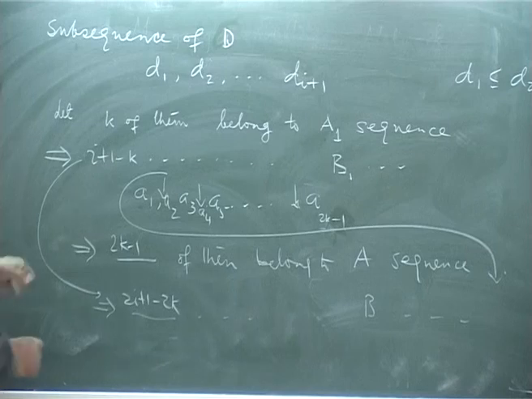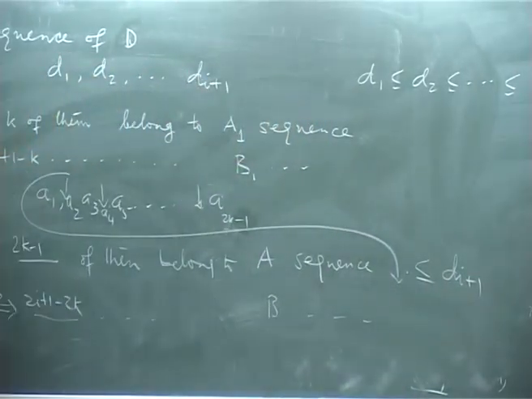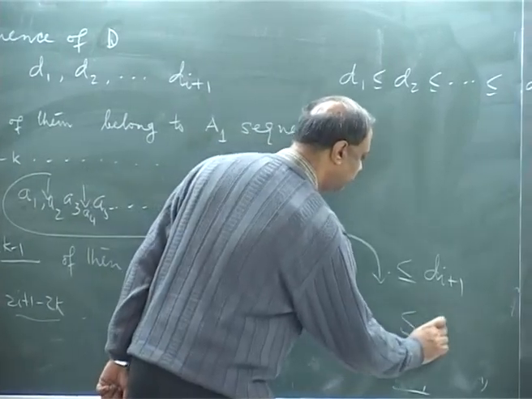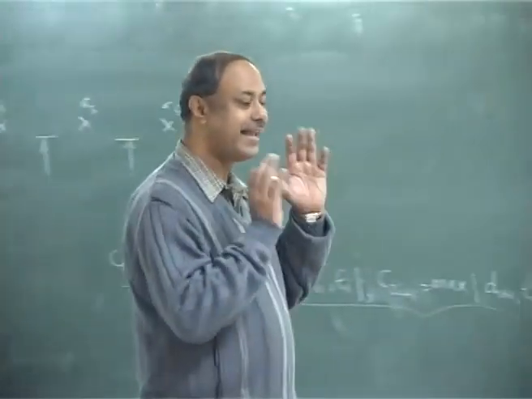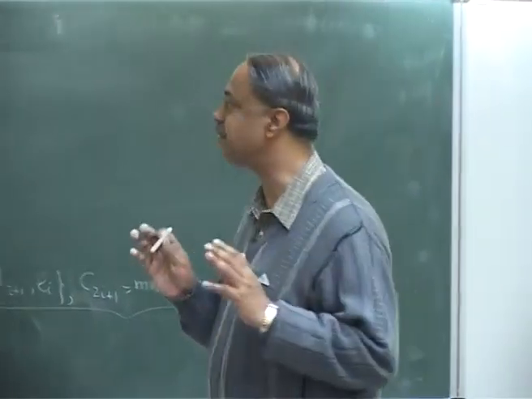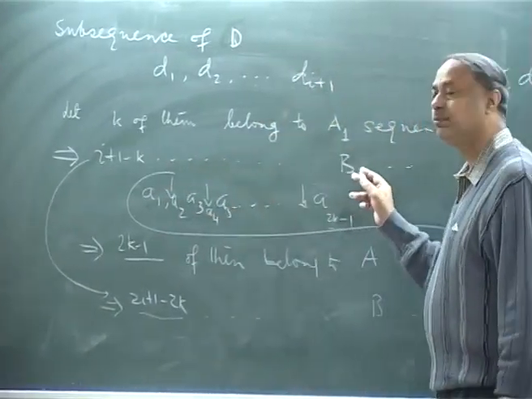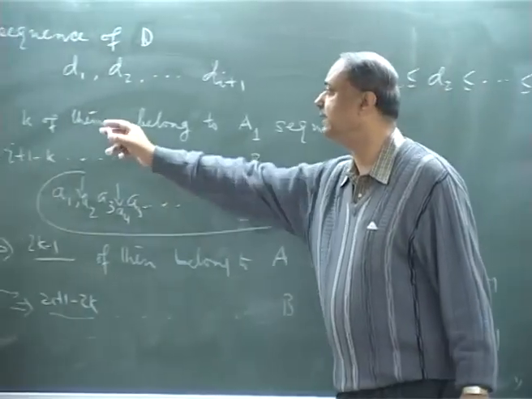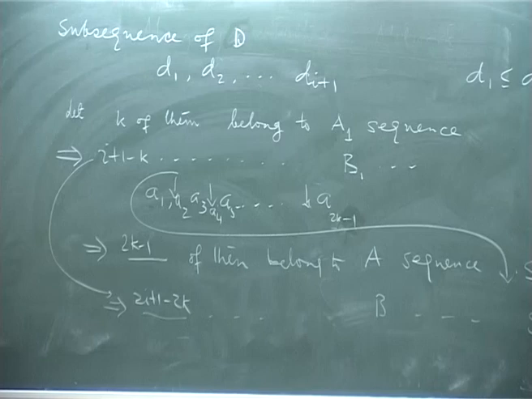Right? What does it mean? 2k minus 1 belonging to A sequence which is less than or equal to di plus 1. That many elements which is less than or equal to di plus 1. Is it okay? What we did? First we said that k elements of the B subsequence belonging to A1 sequence, it indicates the i plus 1 minus k elements belonging to B1 sequence. It indicates that 2k minus 1 elements belonging to A sequence are less than or equal to di plus 1, and similarly 2i plus 1 minus 2k elements belonging to B sequence are less than di plus 1. Yes?